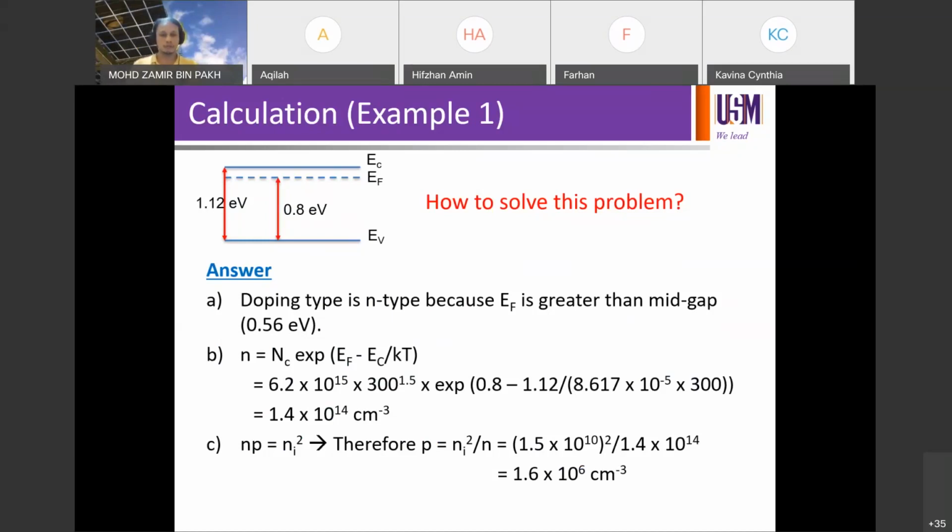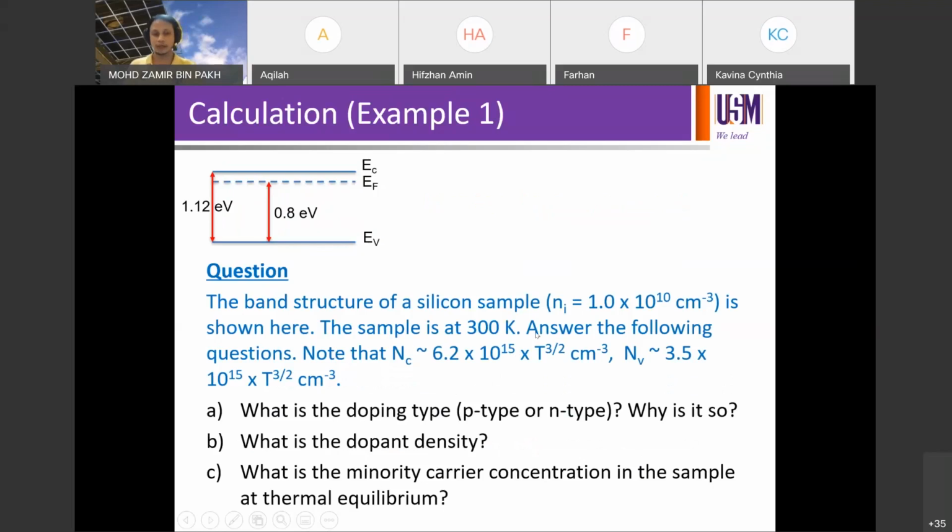All right, so EF minus EV, the distance between the Fermi level and EV, is 0.8 electron volts. Okay, sorry, let me just recap the question. The band structure of a silicon sample is given. Ni is 1 times 10 to the 10. The sample is at room temperature, 300 Kelvin. Answer the following questions. Note that the density of states in the conduction band and the density of states in the valence band are given.